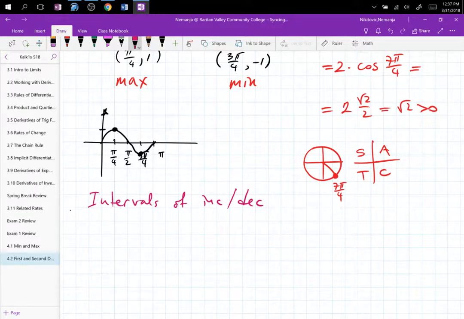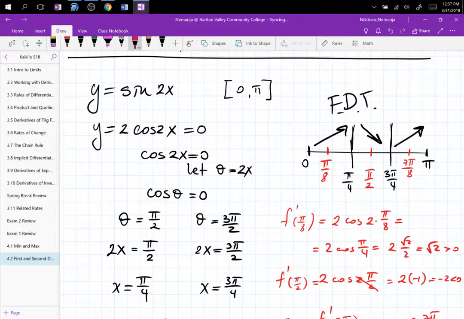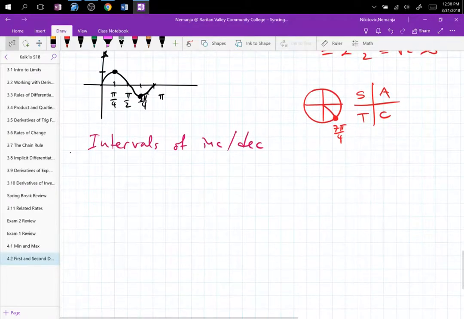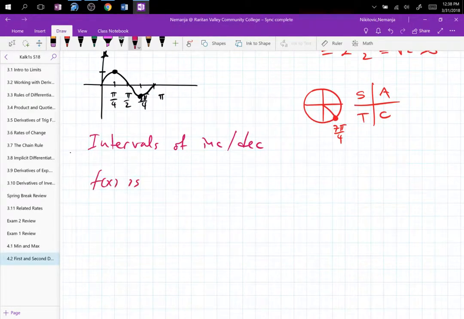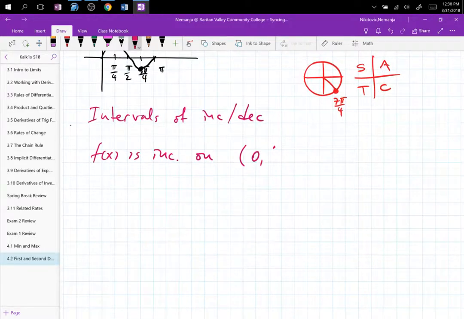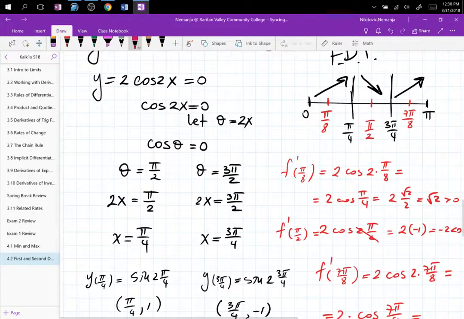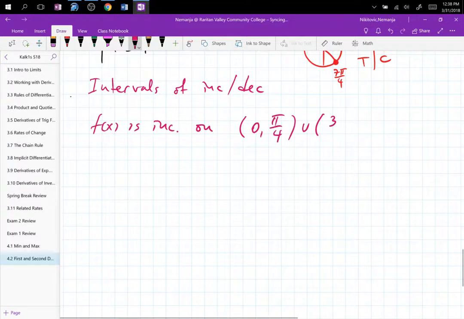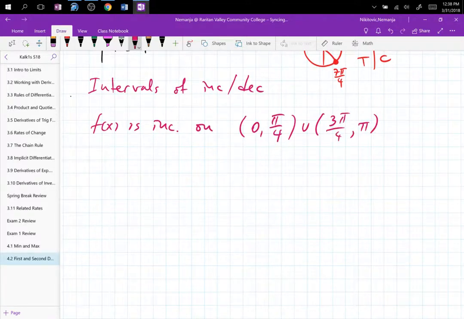So you have to write, right? You look at the chart over here and you say function is increasing. So f of x is increasing on 0 to pi over 4, union, what is the other one? 3 pi over 4 to pi. F of x is decreasing on pi over 4 to 3 pi over 4.